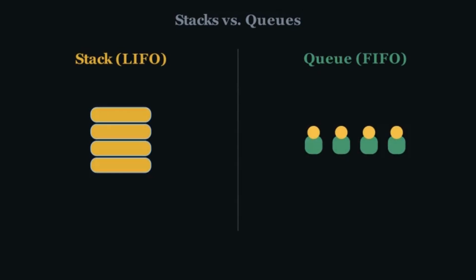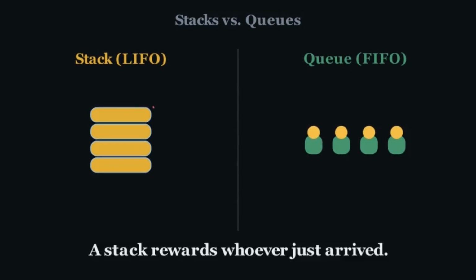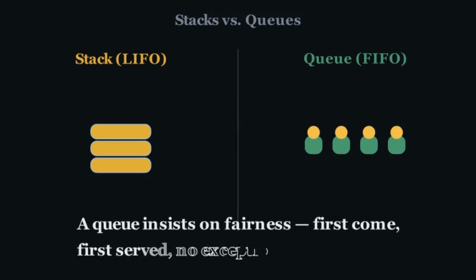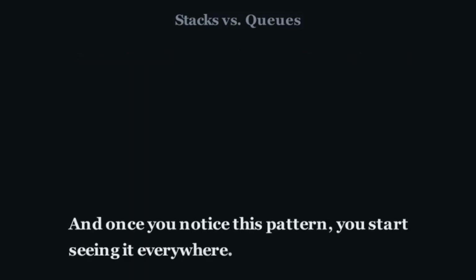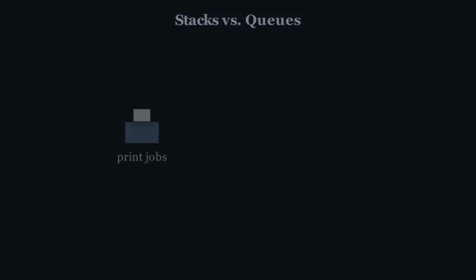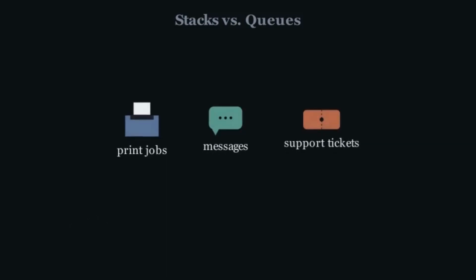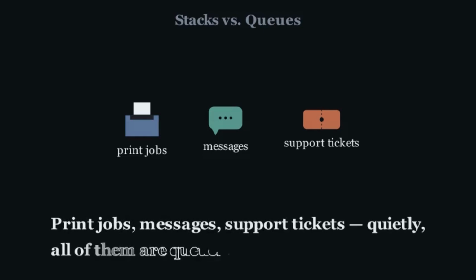A stack rewards whoever just arrived. A queue insists on fairness. First come, first served, no exceptions. And once you notice this pattern, you start seeing it everywhere. Your print jobs are a queue. Your messages arrive in a queue. Customer support tickets, quietly, are a queue.